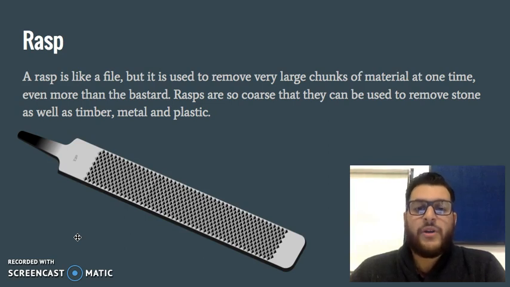Now a rasp is a different tool altogether. It looks similar to a file, it's got the same shape and the tang at the end here, but as you can see, these teeth are really jagged and they're not in the same diagonal direction that the files are. The rasp is used to take off huge amounts of material, and is actually used at some point to remove stone as well as timber, metal and plastic. Something that can remove stone has got to be pretty sharp. I can also demonstrate these to you in class.